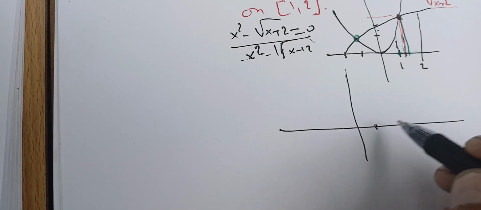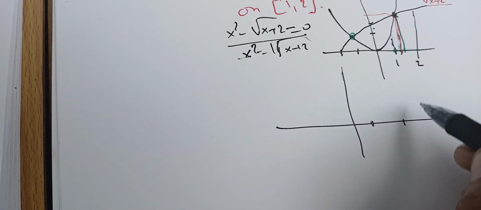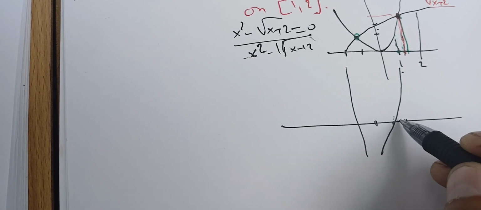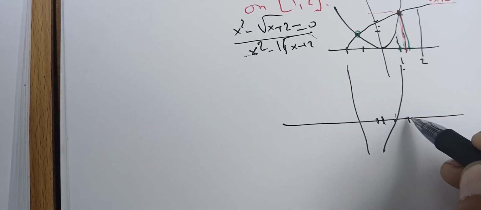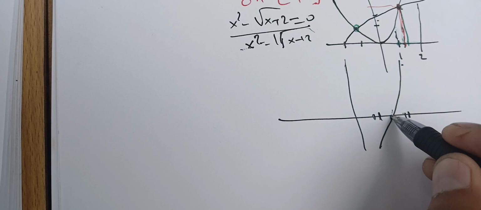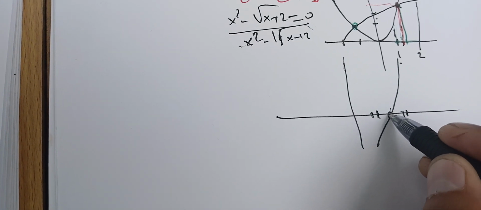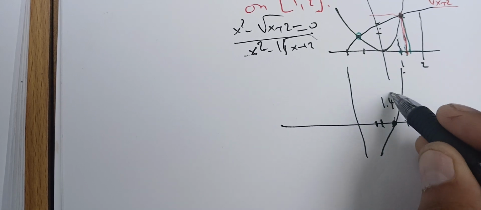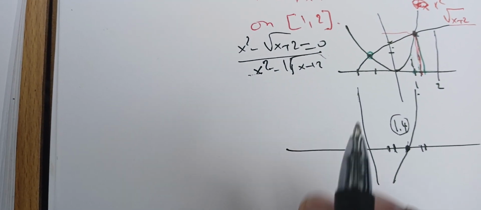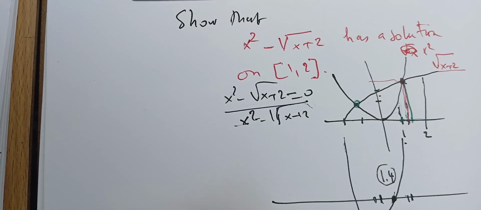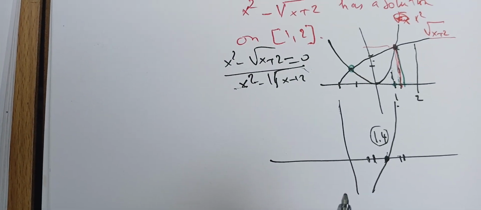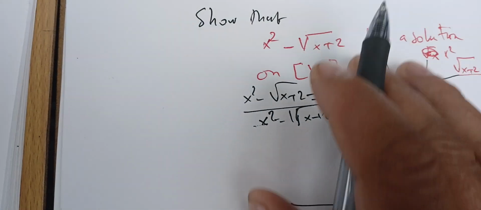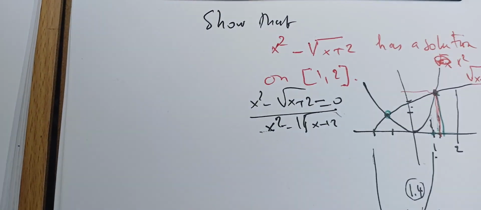If you want to do that between 1 and 2, I'm going to get something like this. So this is 1, this is 2. The graph is going to hit the x-axis at this point, that's close to 1.4, 1.5 exactly, I don't know. So our aim is to prove that there is a solution for this equation. I tried to do it graphically to give you an idea of what's going on.